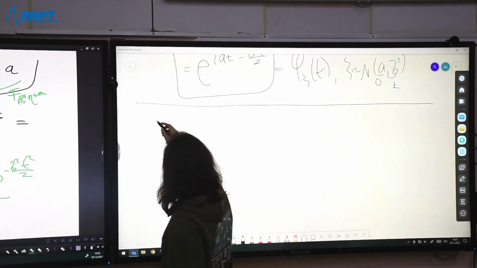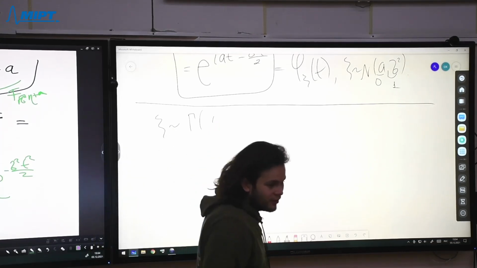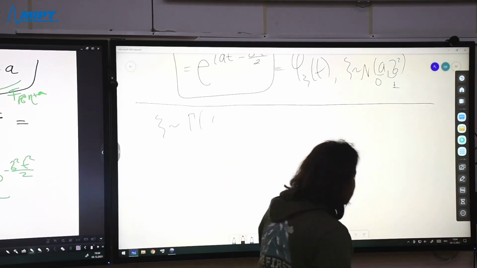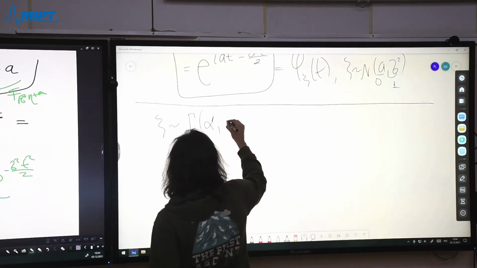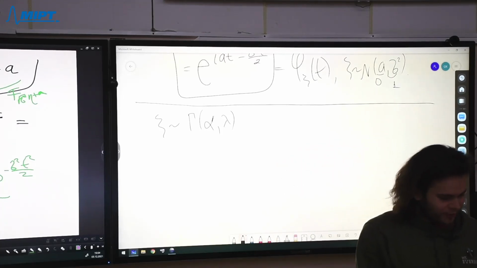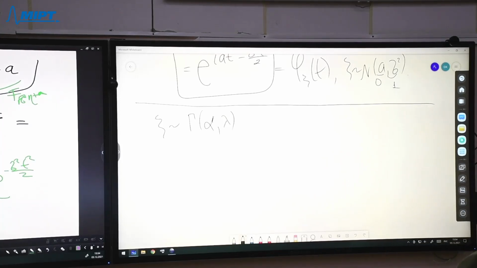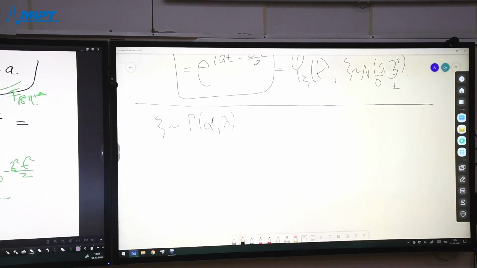So we say that in this case Psi has gamma distribution with parameters alpha and lambda. I think we haven't talked about the gamma distribution, and now we will, right? Let me see how it looks. I don't remember how the gamma distribution looks. It is based on the gamma function, yes.